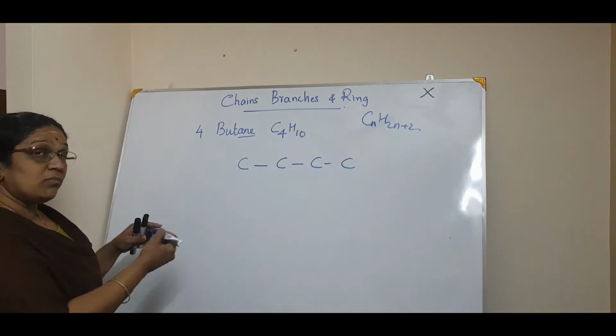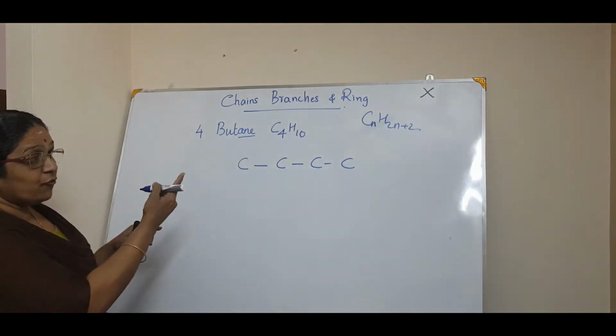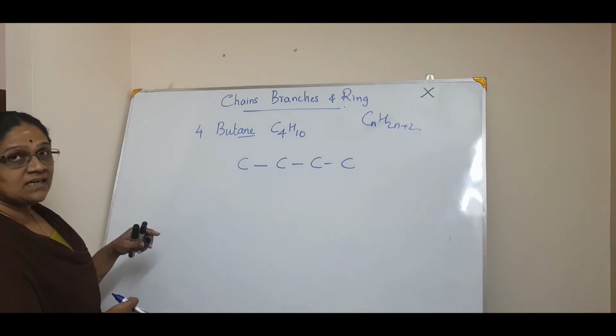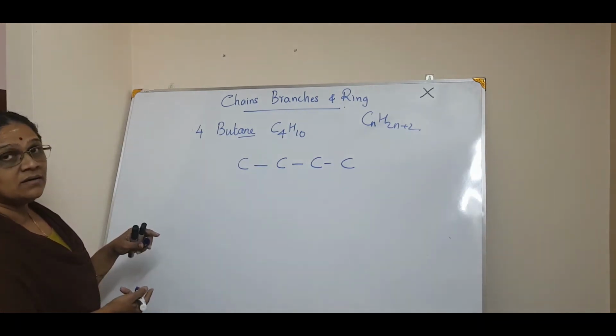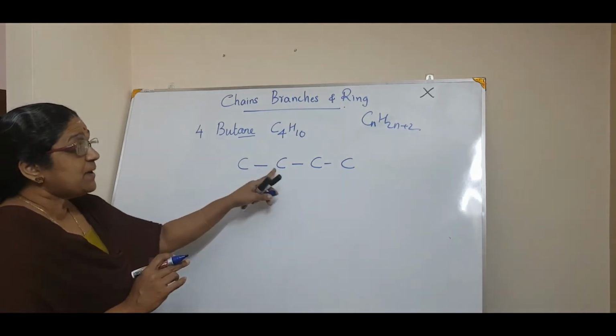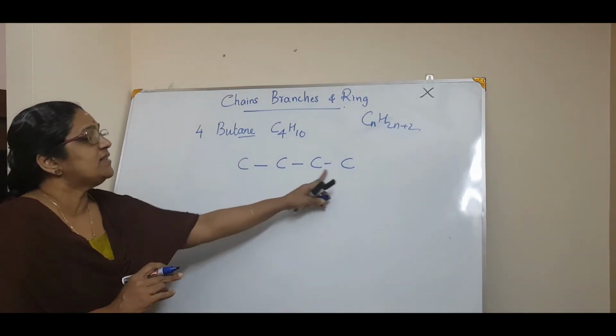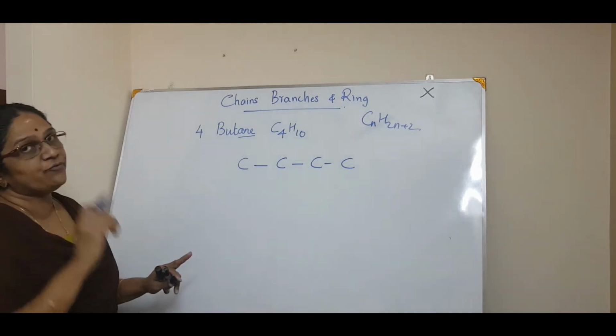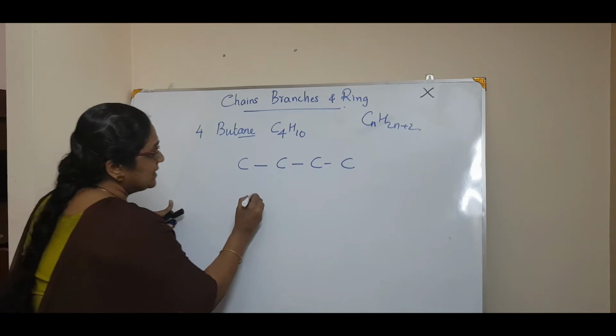Can I write one more skeleton with the 4 carbon atoms other than this? Just see whether you could do that. There must be 4 carbon atoms altogether, but it must be in another skeleton. Skeleton means not in this form, but in any other form. Not like this, but it should contain 4. So it can be like this also, isn't it?